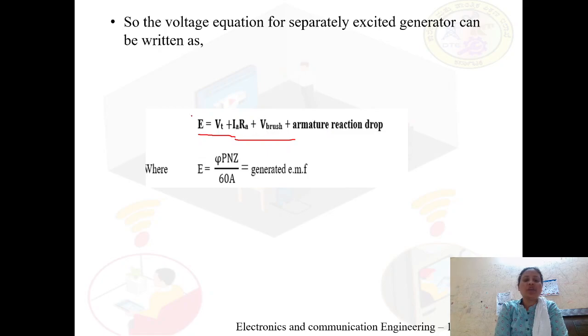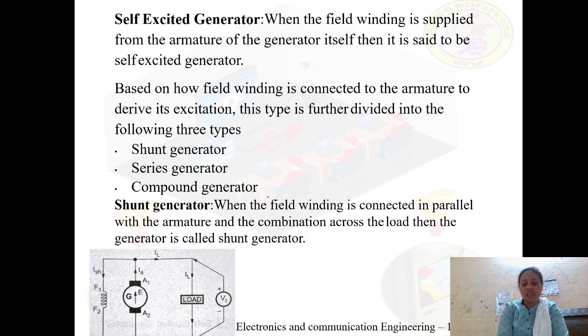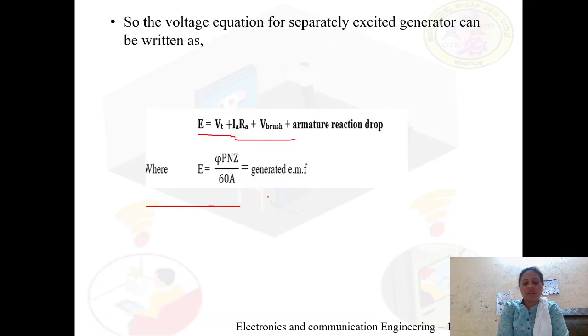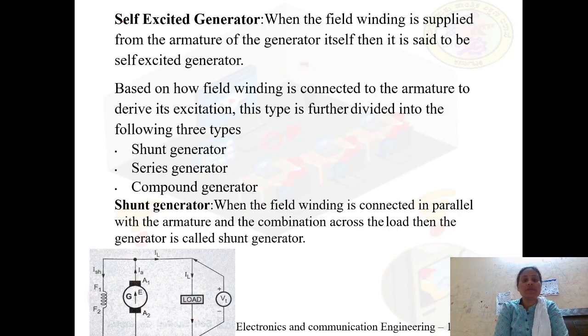But the magnitude of the EMF induced will always be calculated using this expression, that is E is equal to phi P N Z divided by 60 A. So this is about the separately excited DC generator. Now let us move on to the self-excited DC generator.